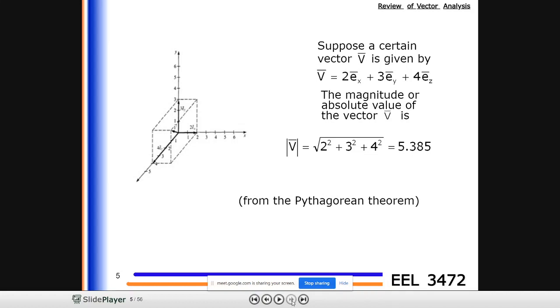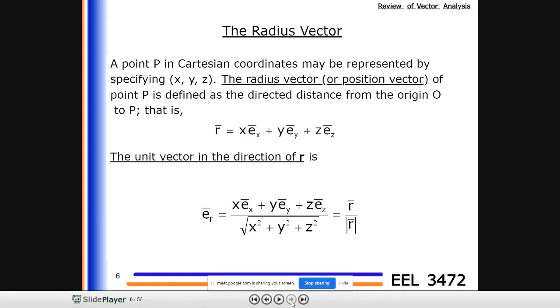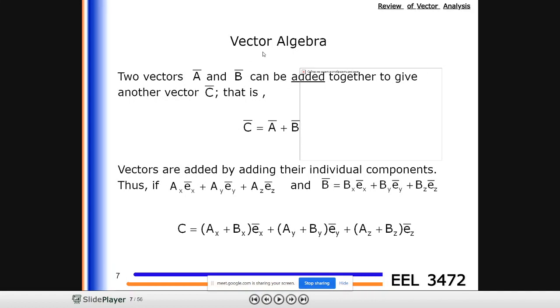So is that clear now? Yes, sir. Okay, so we can go further. So this radius of vector and all, you people know radius of a vector. And see, this is important. Now moving on, vector algebra.